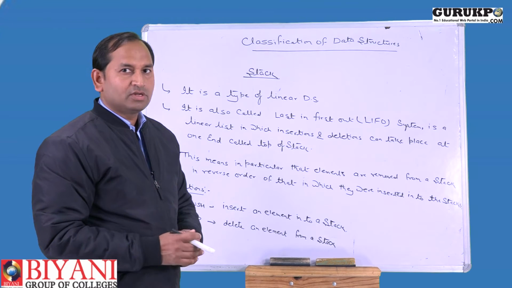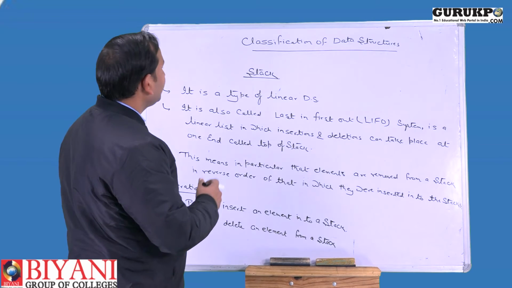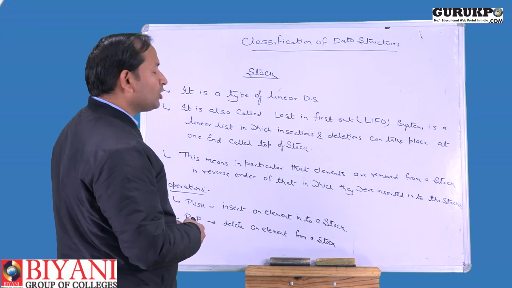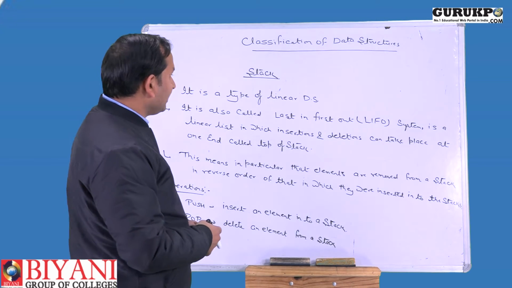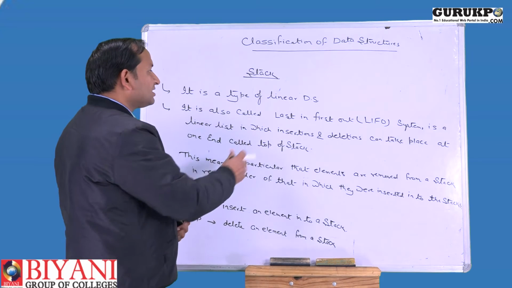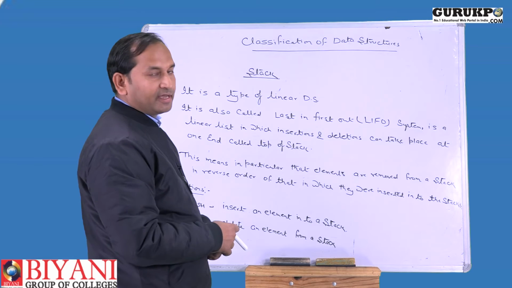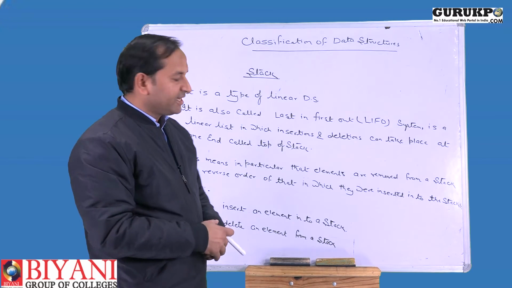I am discussing stack. As we told earlier, it is a type of linear data structure. Second key point about stack, it is also called last in first out, LIFO, structure. It is a linear list in which insertion and deletion can take place at one end called top of the stack. Means we can insert and delete element from top of the stack.